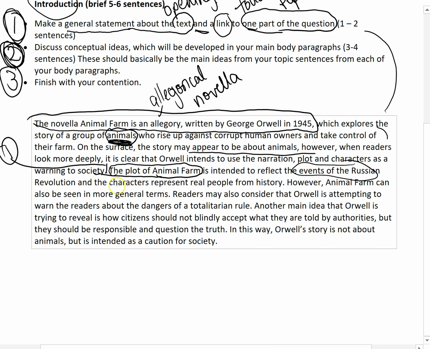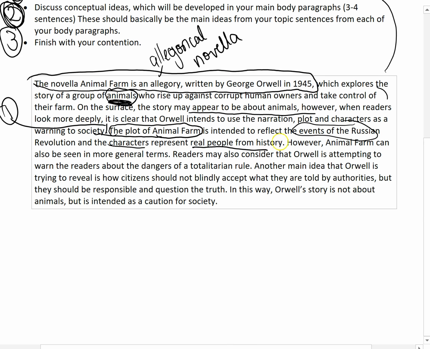Okay? So you will be talking about the characters and which real people they represent. That would be what I would expect in body paragraph 1 if this was the introduction that I was reading. And then we have a linking word. It's always good to note those linking words. However, and also, that's telling the reader I'm moving on to my second main idea.